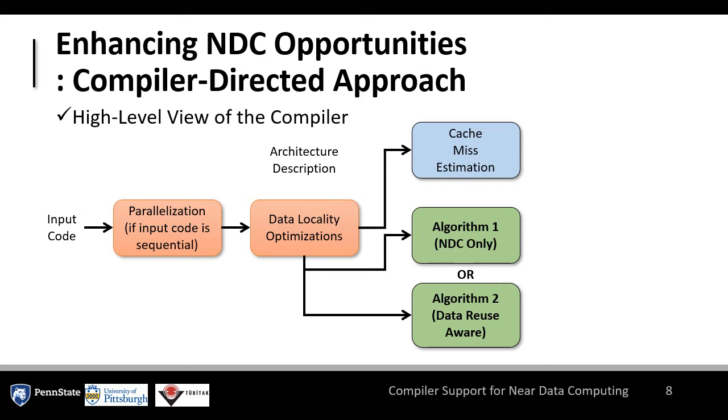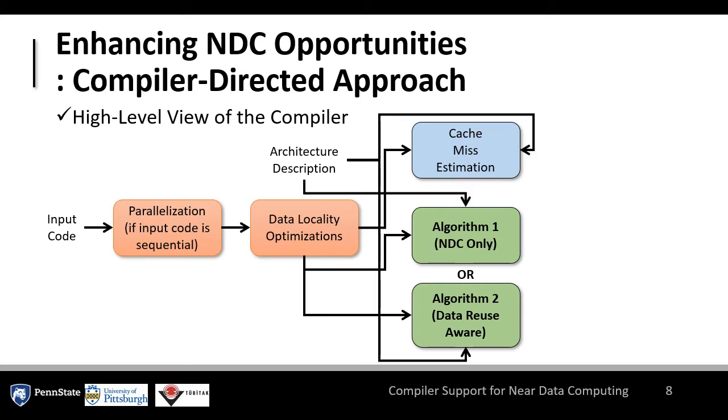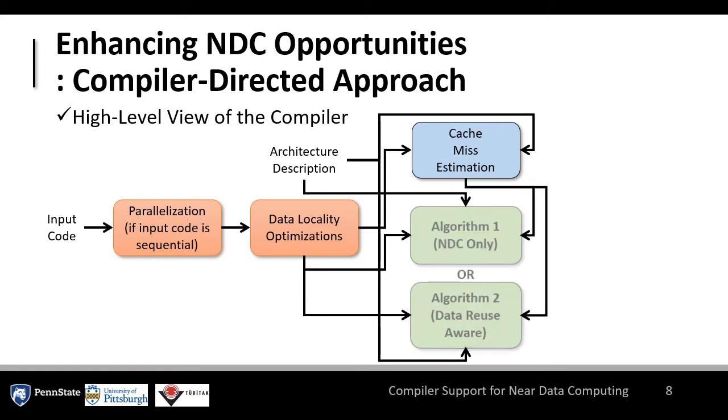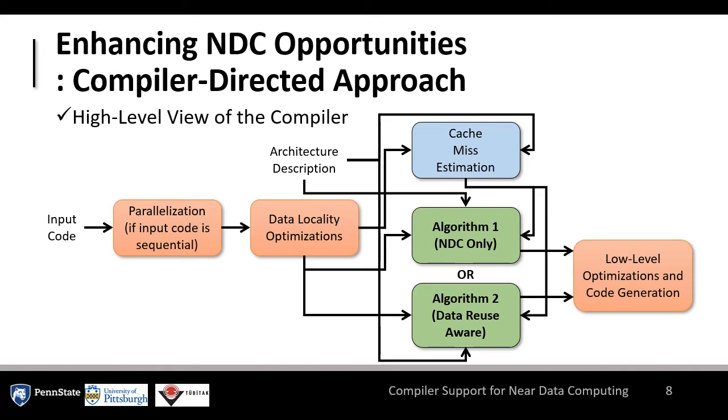And similarly, in order to perform it in the memory controller, we need to know whether it's going to miss in L2 or not. So we need a cache miss estimation strategy, and then we feed our code as well as the description of the architecture to the cache miss estimator. And our algorithms also take the architectural description, and they also take the input from the cache miss estimator and generate the output code. And then we perform some low-level optimizations, such as SIMD optimizations and so on, and generate the output code.